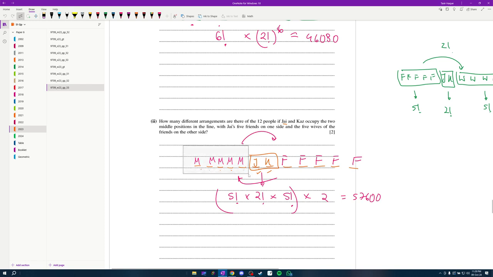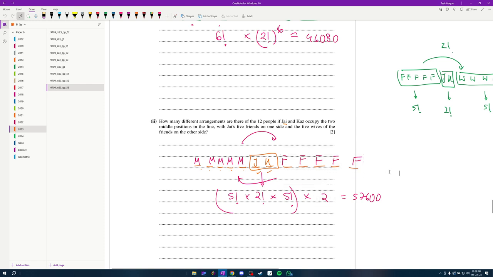So for these 5 friends over here, it's going to be 5 factorial. For the 5 wives, it's going to be 5 factorial. And for Jay and Kaz, Jay can either choose to be beside his friends, or he can choose to be beside the wives, which Kaz would not like very much, by the way. But it's still a possibility. So that's 2 factorial for them. Okay, 2 factorial for them, 5 factorial for the guys, and 5 factorial for the wives.